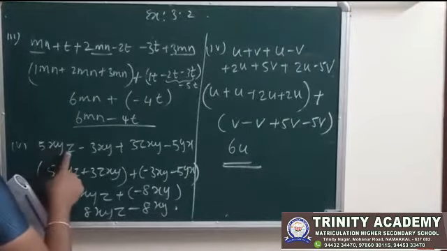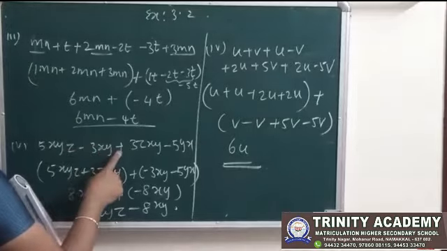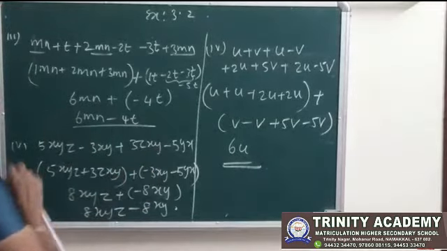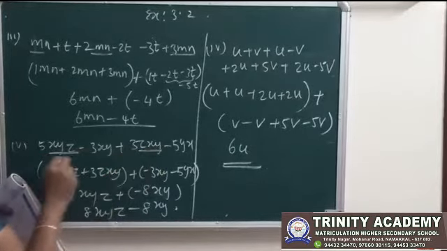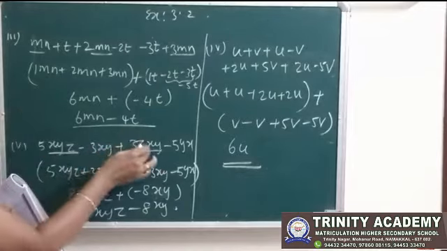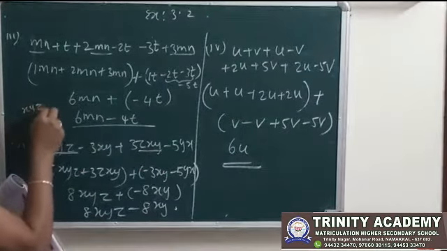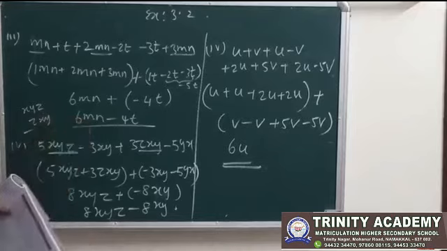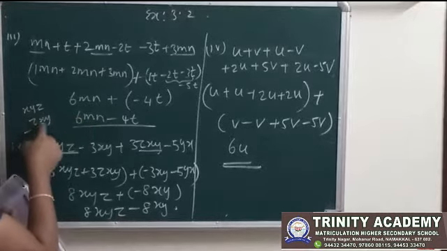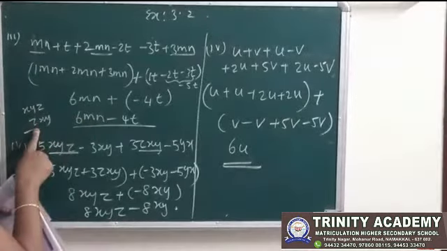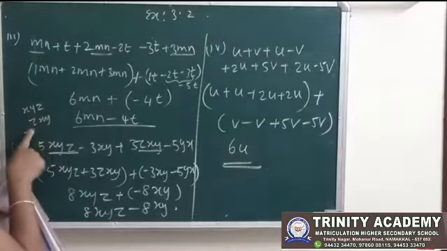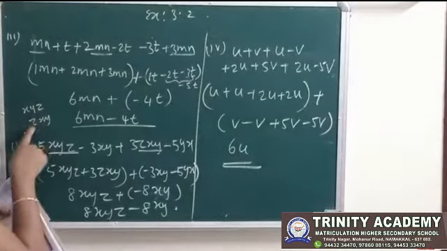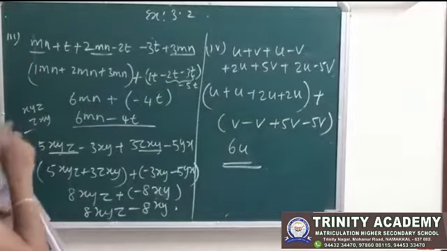Next, 5xyz minus 3xy plus 3zxy minus 5yx. See here the term is xyz, but here zxy. Yes, we can write. We see xyz and zxy are like terms. See, the variables and the power of the variables are equal. Here the x power is 1, here also the x power is 1. Here y power is 1, here also y power is 1, here z power is 1, here also z power. So these two, xyz, we can write zxy. These two terms are like terms.